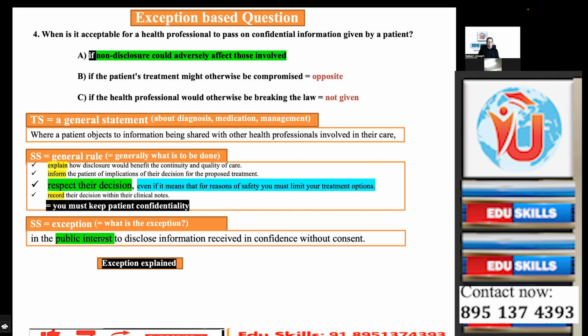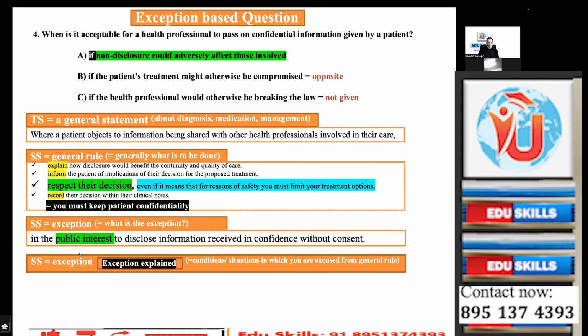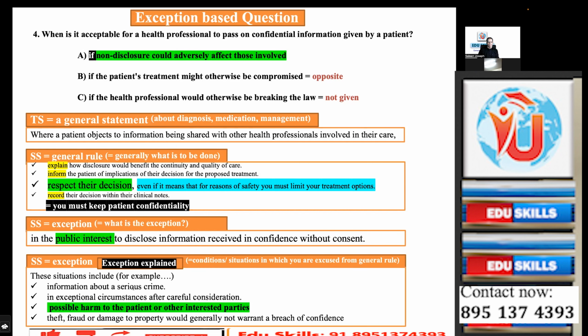Now coming to the exception. What is the exception? In the public interest. And the next part explains the exception. See, these situations: information about a serious crime, in exceptional circumstances after careful consideration, possible harm to the patient or other interested parties, theft, fraud, or damage to property would generally not warrant a breach of confidence. Here, possible harm to the patient or other interested parties is the paraphrasing of if non-disclosure could adversely affect those involved. Option B says if the patient's treatment might otherwise be compromised.